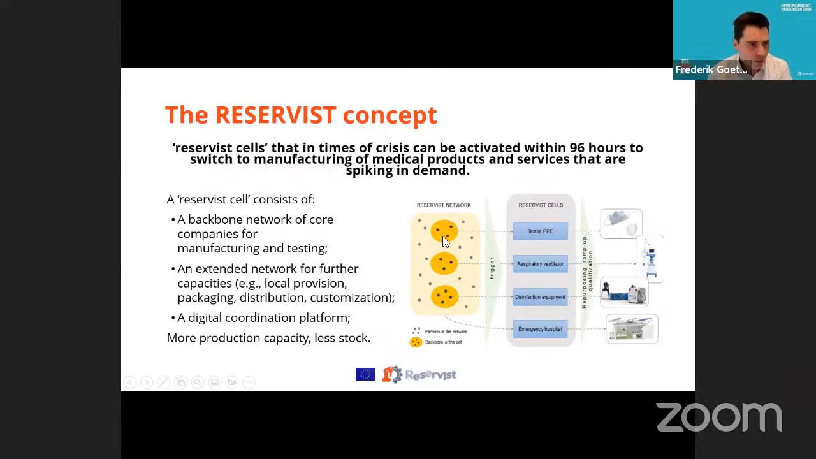Here you can see how it looks. We have our network, with a lot of companies in it. When there's a trigger to start up production, we activate cells, and we have already installed 4 types of cells. One deals with textile protective equipment, one with ventilators, another can produce disinfection equipment, and we can even supply emergency hospitals. Why these types of materials? Because we knew from the COVID pandemic that these are crucial to avoid the spreading of diseases.